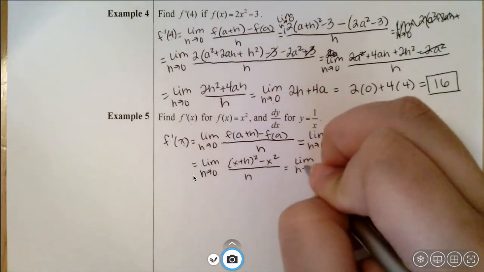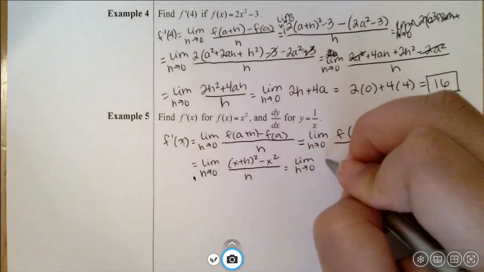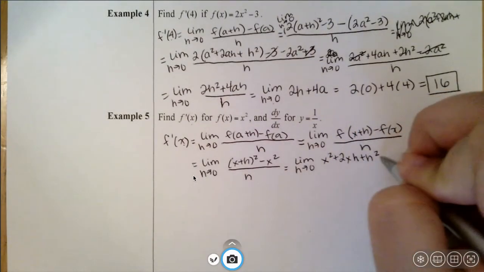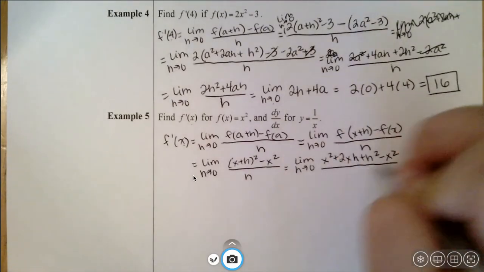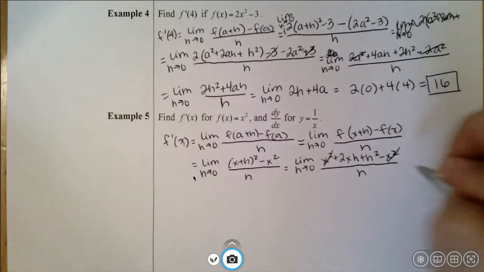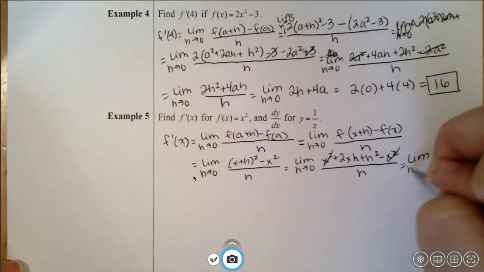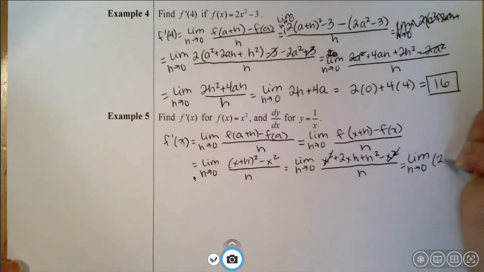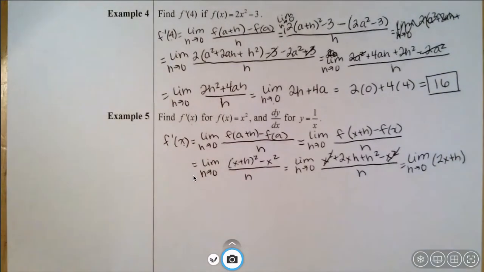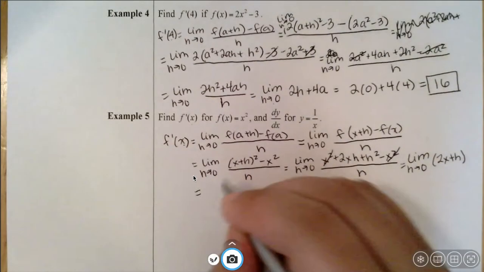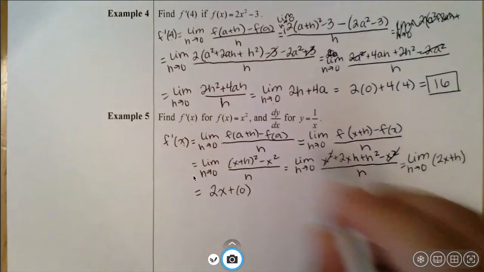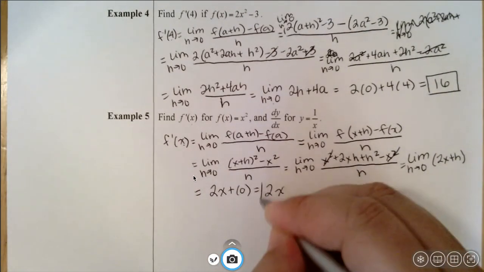Simplifying now, x plus h squared is x squared plus 2xh plus h squared minus x squared over h. Simplify, simplify. So the limit as h approaches 0, dividing by h, of 2x plus h. 2x plus h is continuous, and so we get 2x plus 0, h is 0, gives us just 2x.